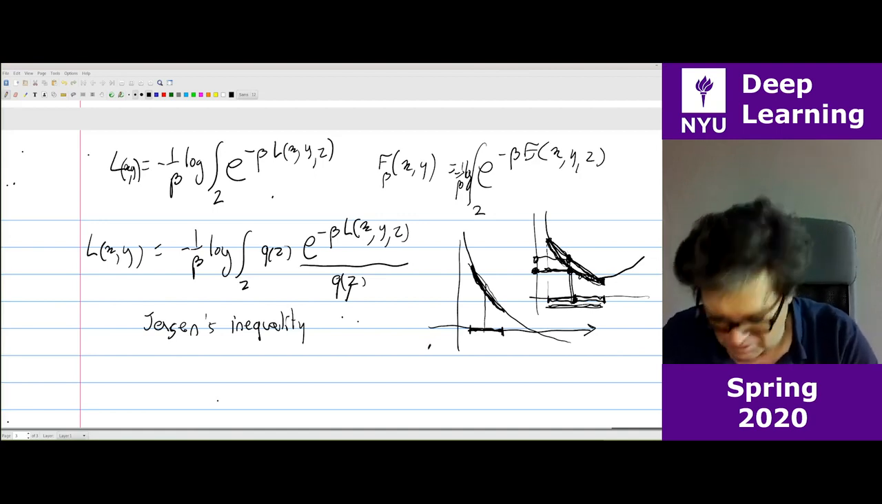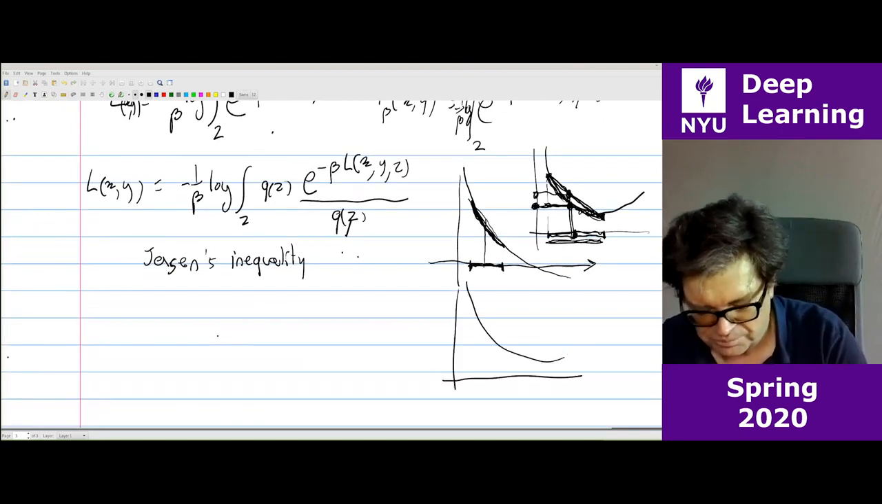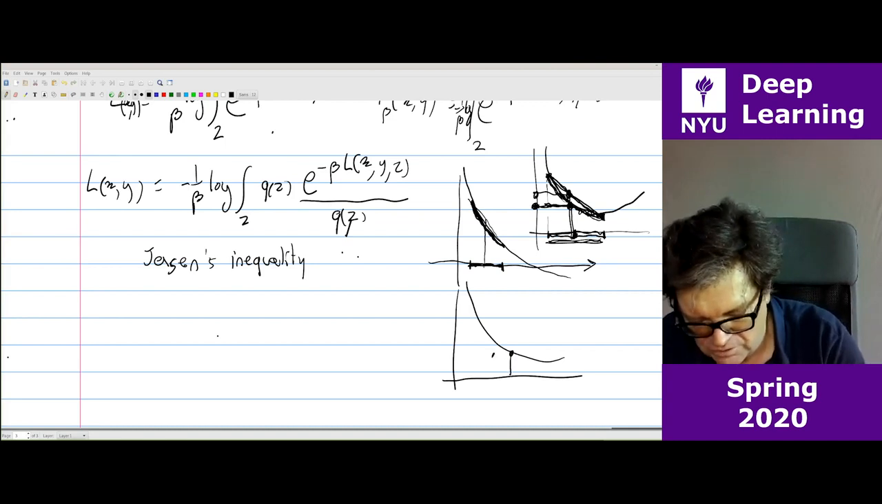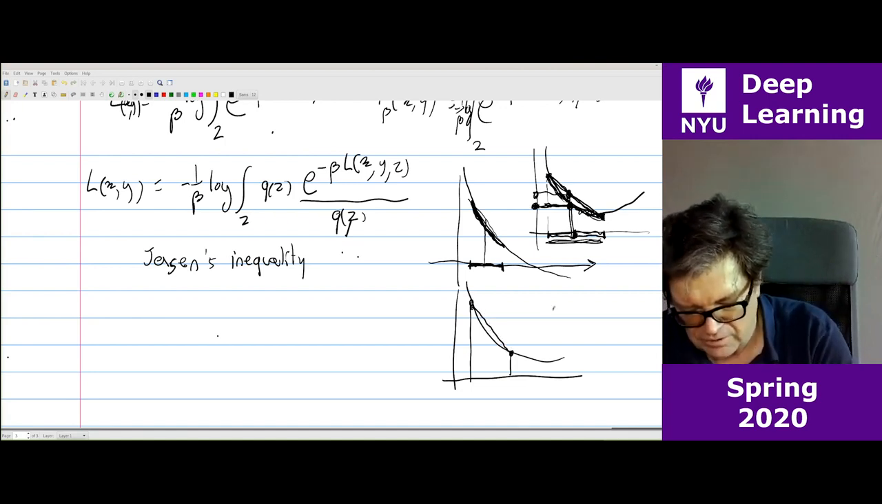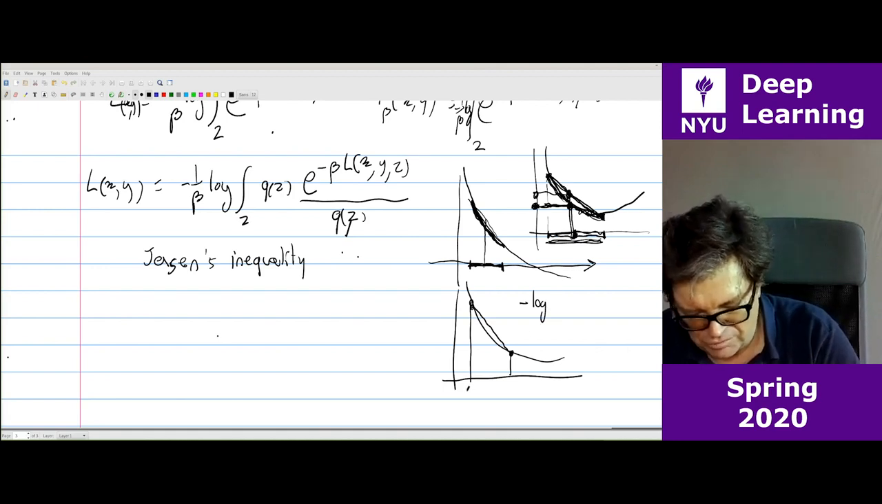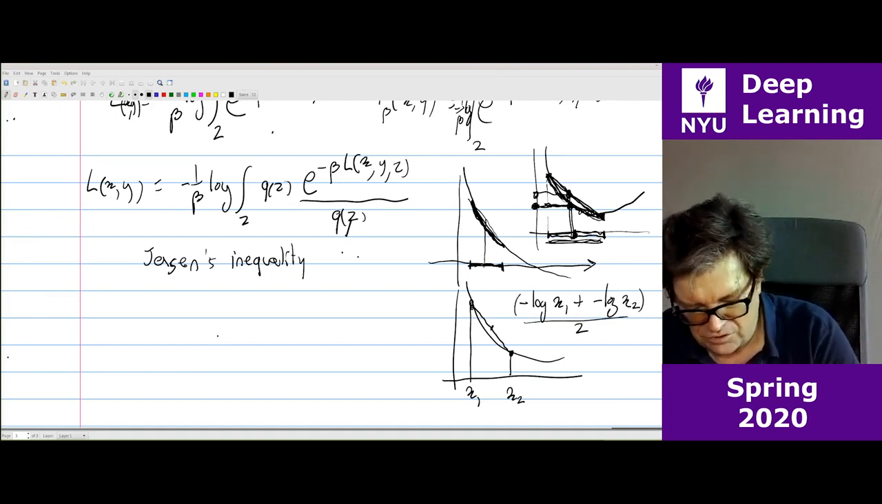Actually, I should have explained this in a much simpler way, with just two values. Let's say it's just a sum of two terms. So I have a convex function and I have two values. The average of those two values after I pass them to the function, okay? Let's say my function is minus log. So the average of minus log of, let's call them x1 and x2, minus log of x1 plus minus log of x2, divided by 2, is this point.